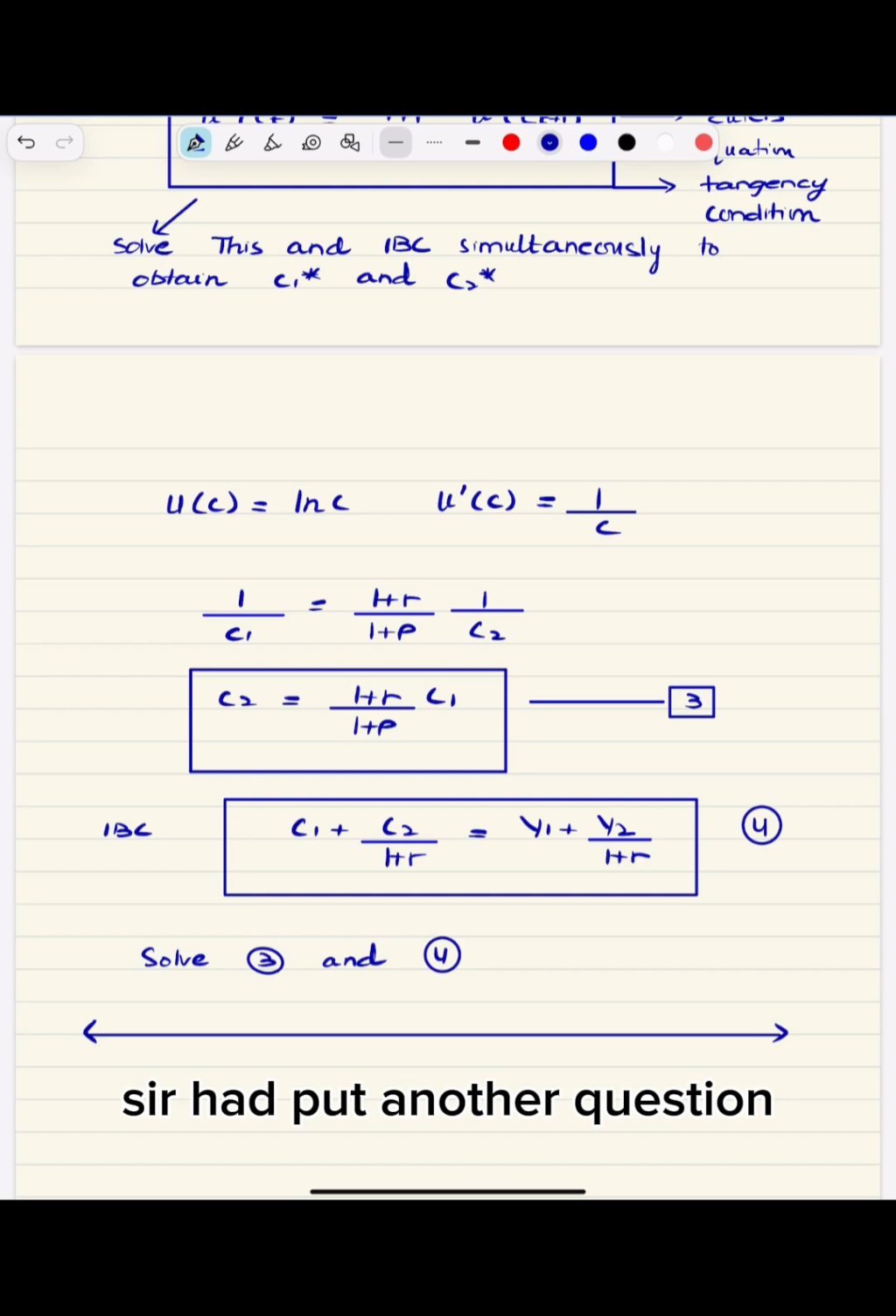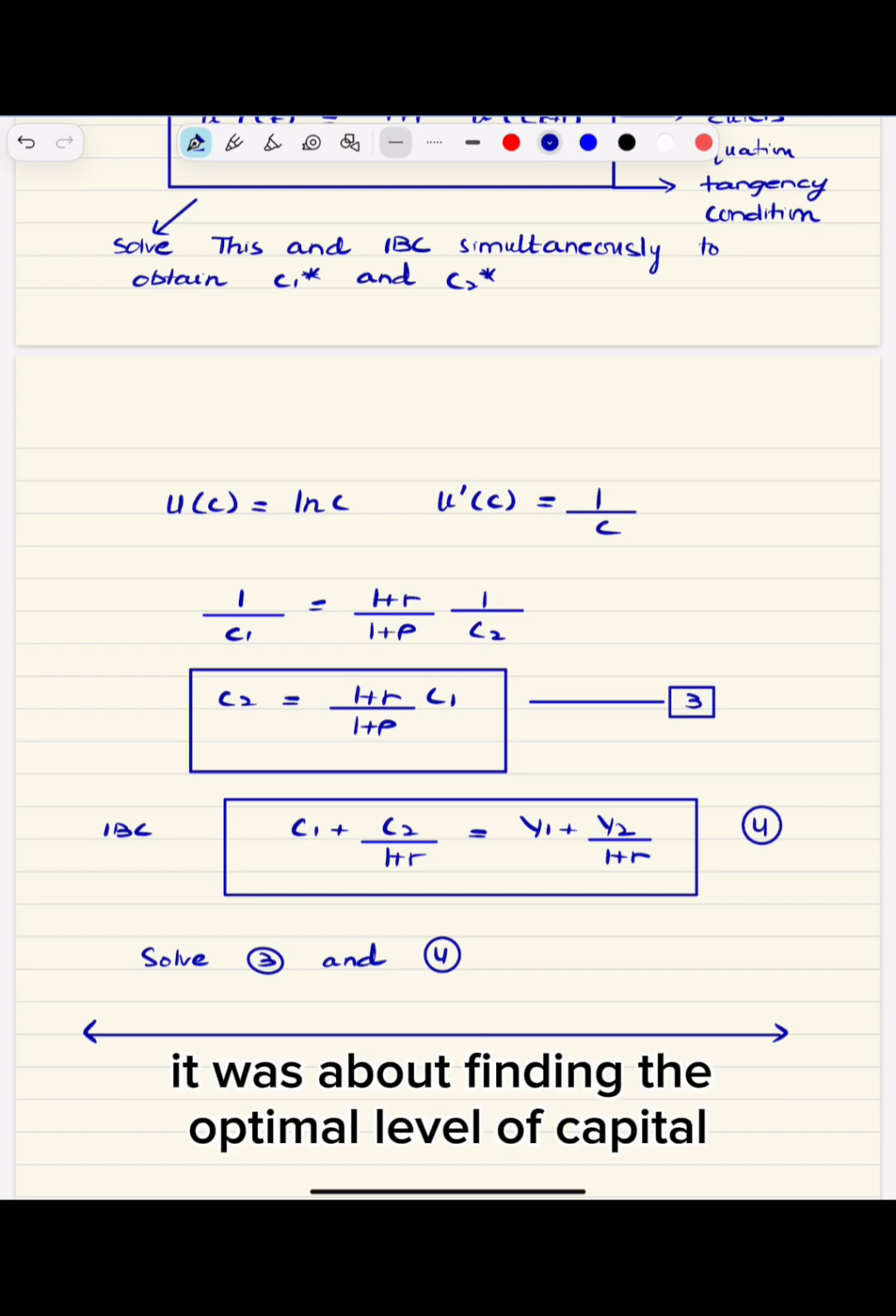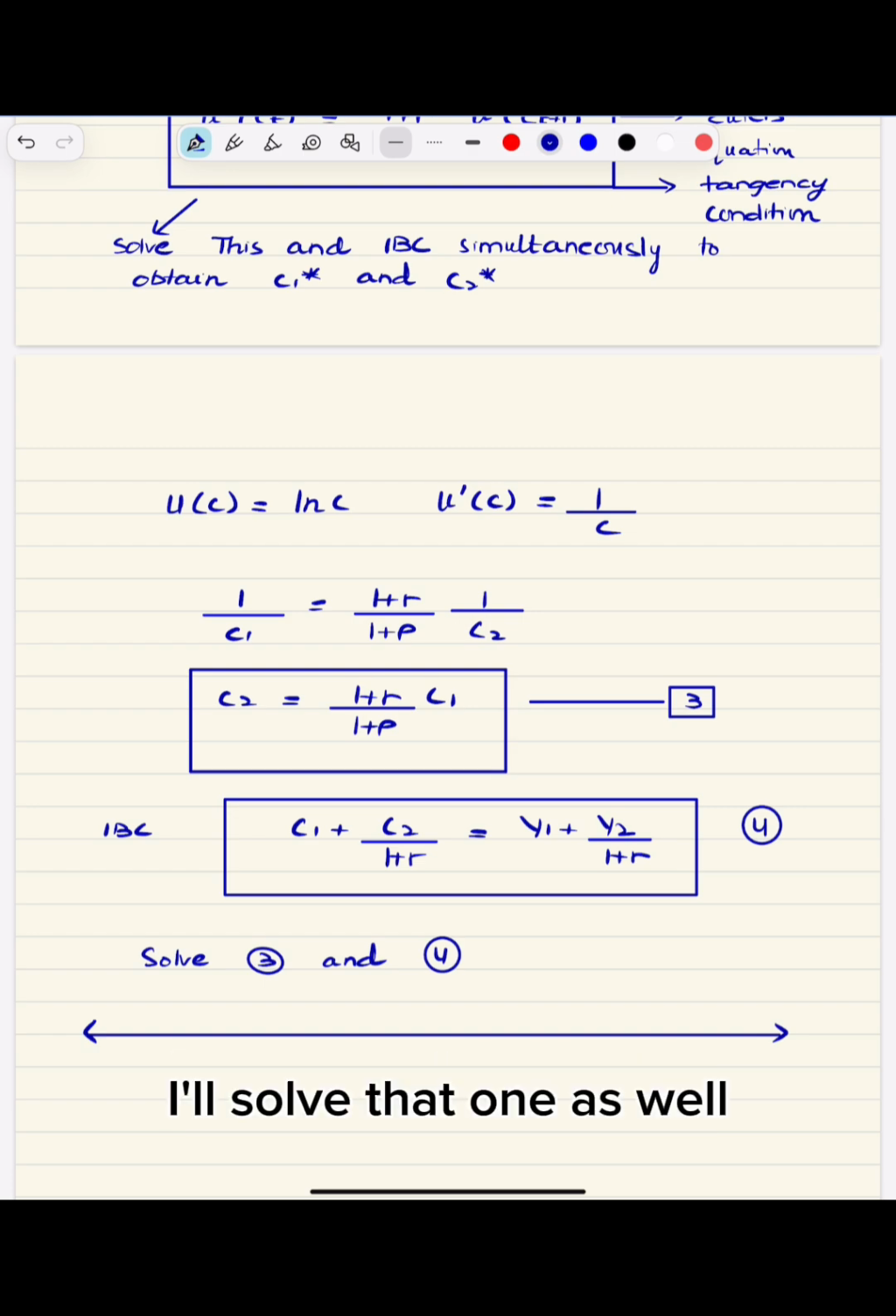Sir had put another question. I believe it was about finding the optimal level of capital. I'll solve that one as well, but in the next video.